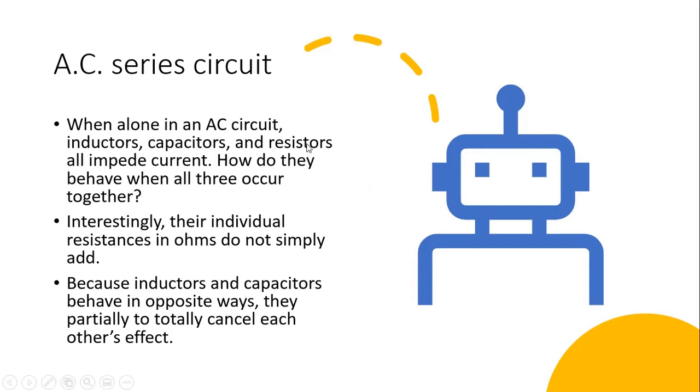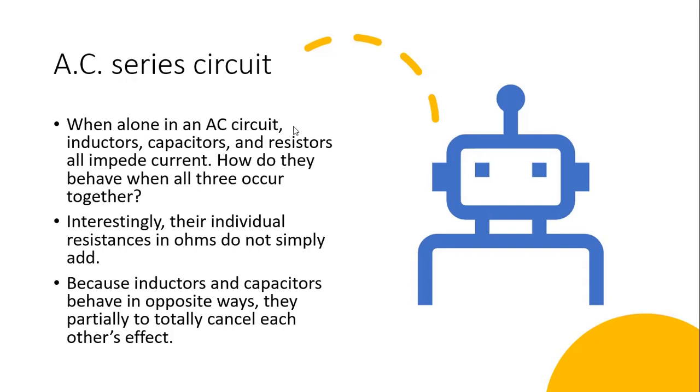So AC series circuit, when alone in the circuit, inductors, capacitors, and resistors, they all impede current, that is, they resist current. We have discussed that before. So how do they behave when we combine the three of them together? That's what we are going to learn in this lecture.